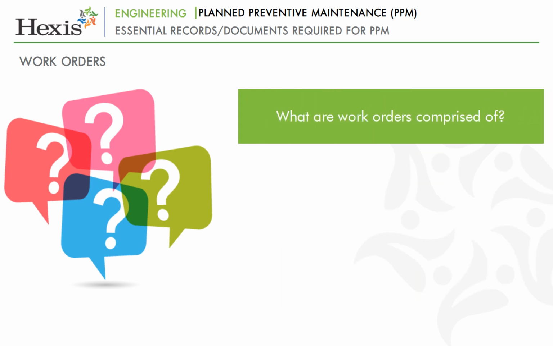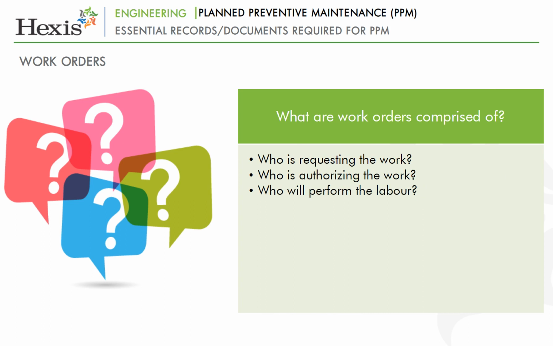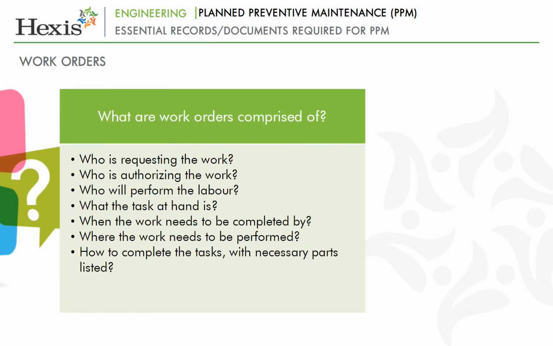What are work orders comprised of? Who is requesting the work? Who is authorizing the work? Who will perform the labor? What the task at hand is. When the work needs to be completed by. Where the work needs to be performed. How to complete the tasks, with necessary parts listed.